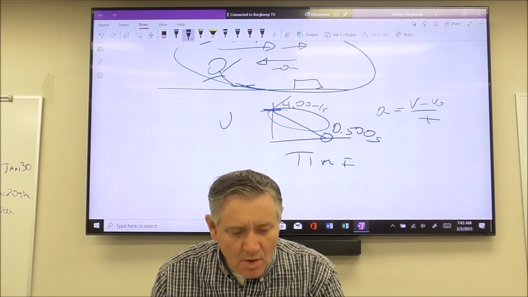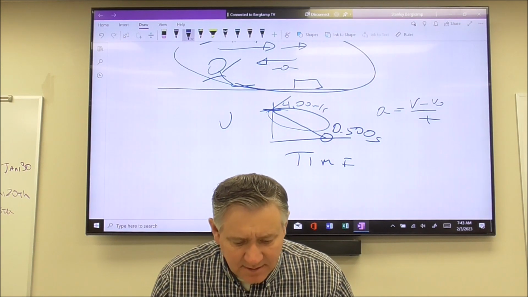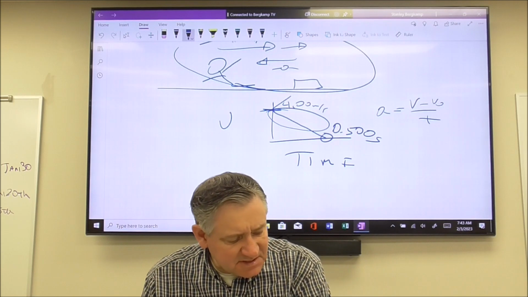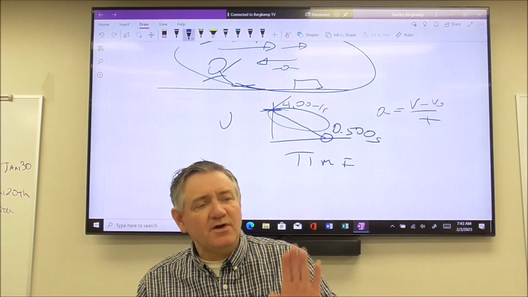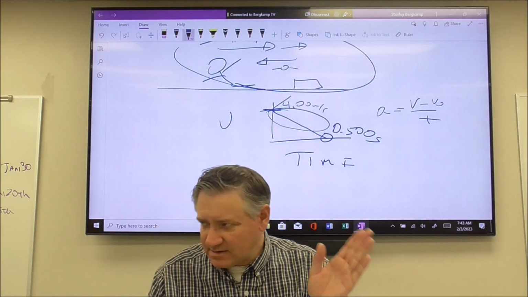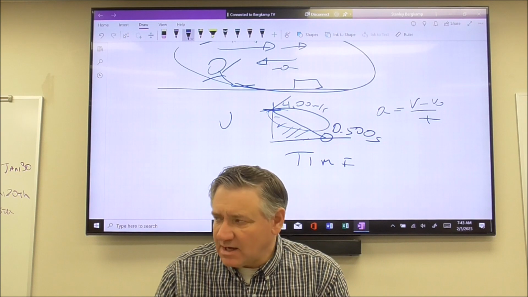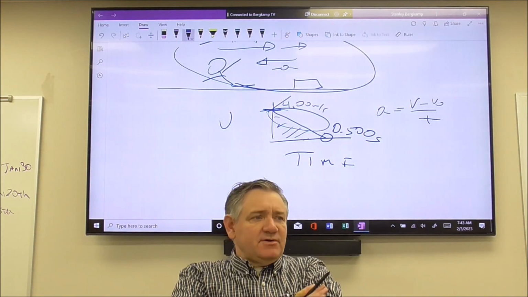Now, when you get to D, they're going to ask, how far did she slide before coming to a stop? There is a myriad of ways that you can answer D. One option is that you go to that velocity time graph and you find the area of that triangle.